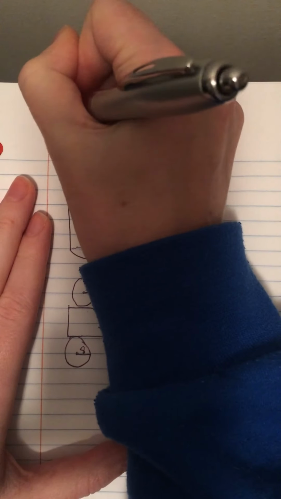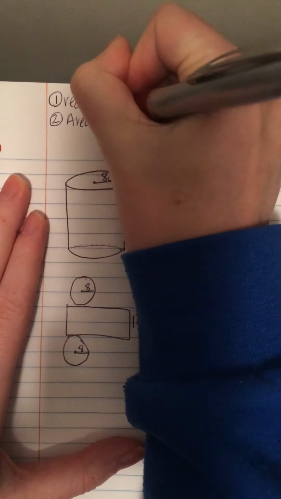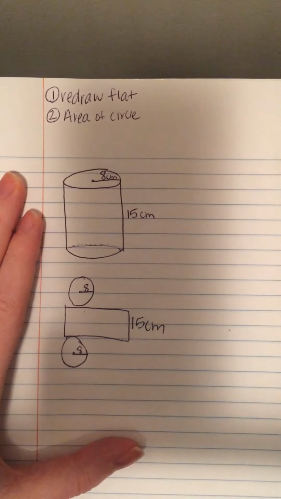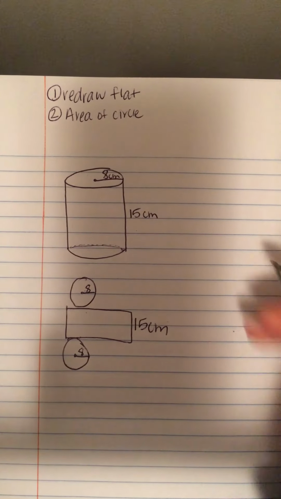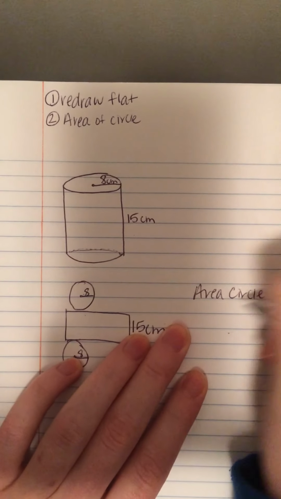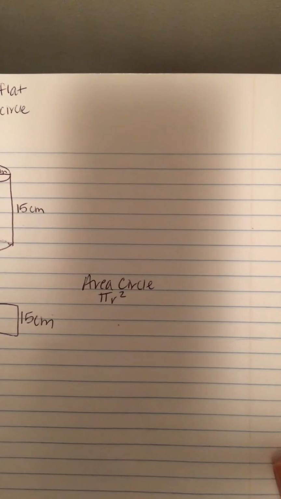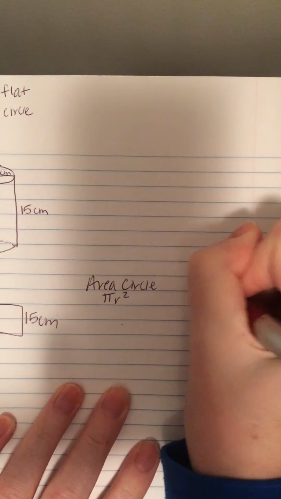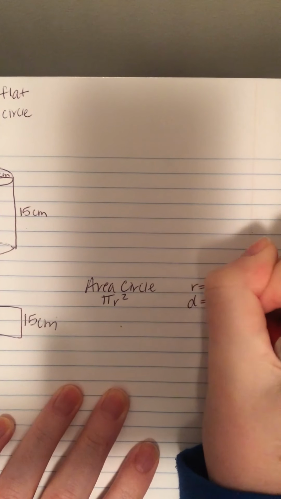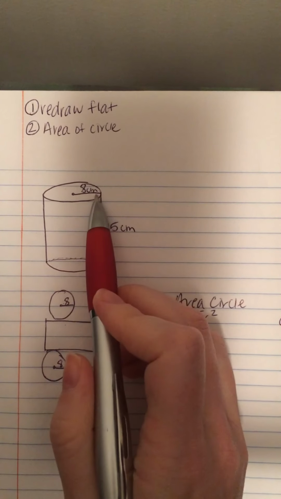So the second thing I'm going to do is find the area of the circle. The area of the circle I know is pi r squared, so I'm just getting that formula down there. My circle looks like the radius is 8 and the diameter then would be 16. When you're given a problem like this, sometimes you'll be given the radius, other times you'll be given the diameter. Just write both down so you have both for your formulas.